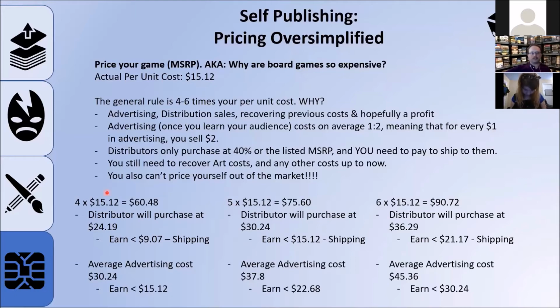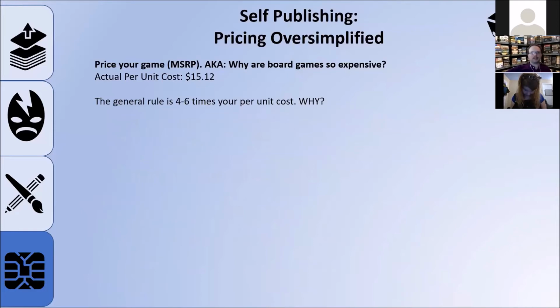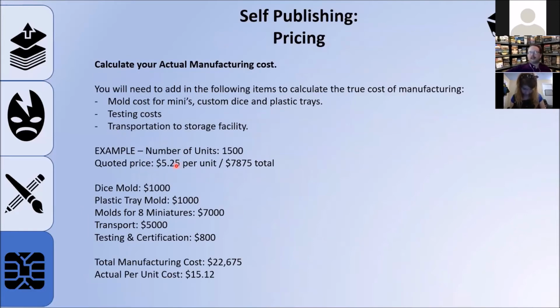As a perfect example, I'll just show you one thing here. Going back to this slide. So let's say that for this particular game, instead of 1,500 units, you're making 15,000 units. So how much does that affect your actual amount by? Well, you still have the $1,000 for the dice mold. You still have the $1,000 for the plastic tray, the $7,000 for the miniatures, well, actually at this point, it's going to be a lot higher for the transport. For that, it's going to be around 1,400 for the transport.